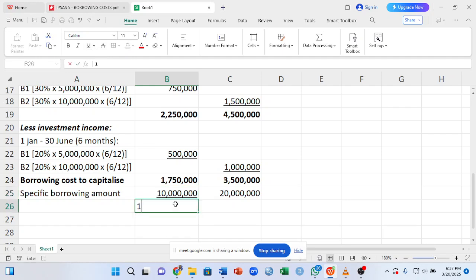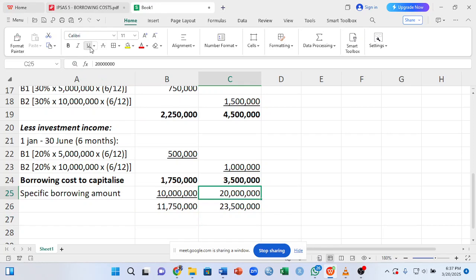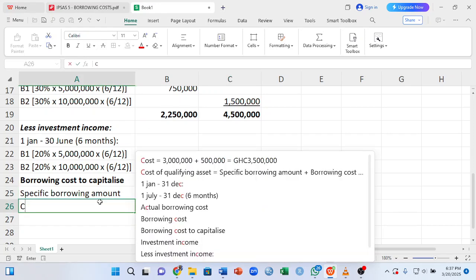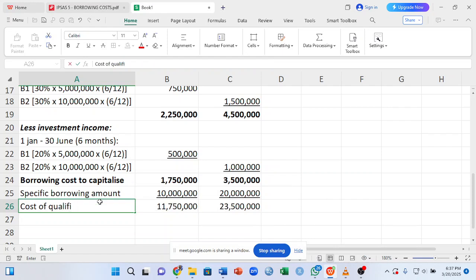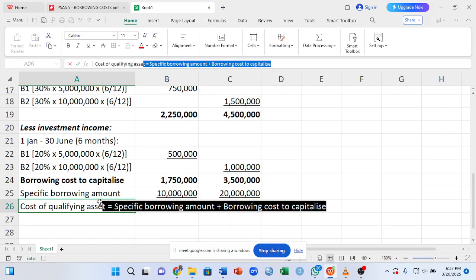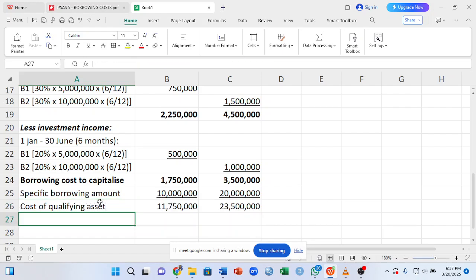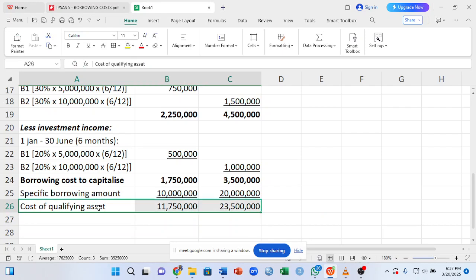So here it gives us 11,750,000 and here we get 23,500,000. So that will be the cost of the qualifying assets. Any question on question two?